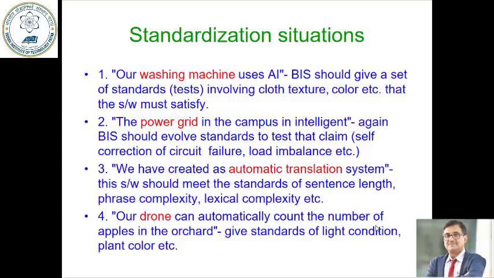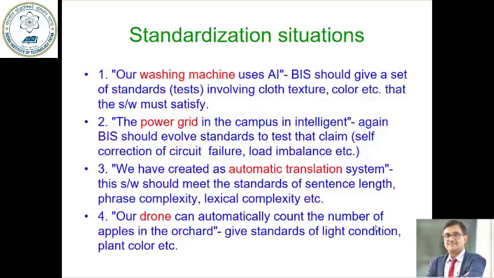The power grid in the campus is intelligent. If there is such a claim, then again our standards should verify that claim in terms of self-correction of circuit failure, load imbalance, and so on. If some company says we have created an automatic translation system, then the software should meet the standard of sentence length, phrase complexity, lexical complexity.